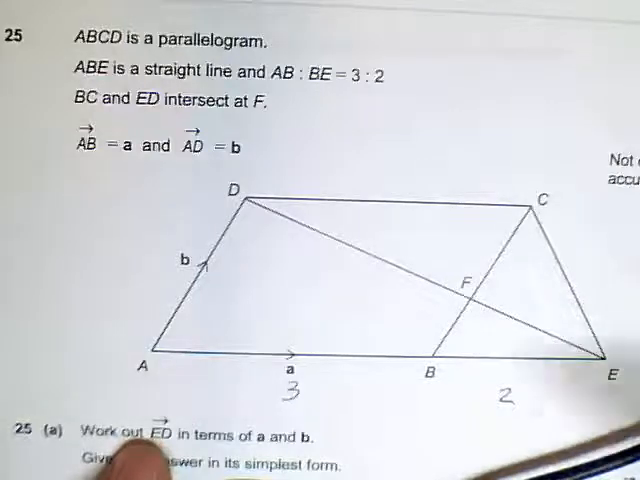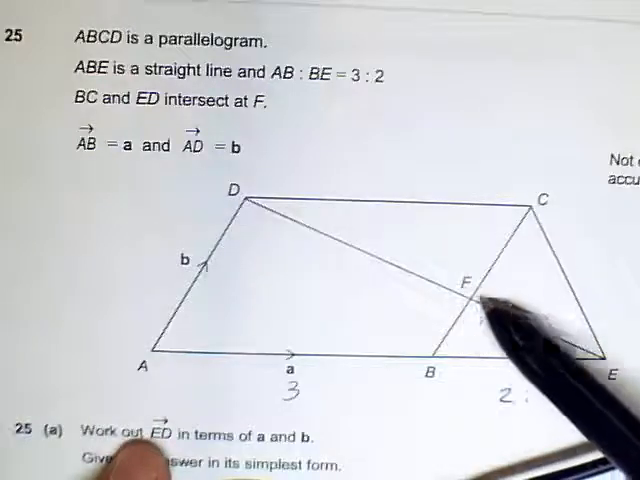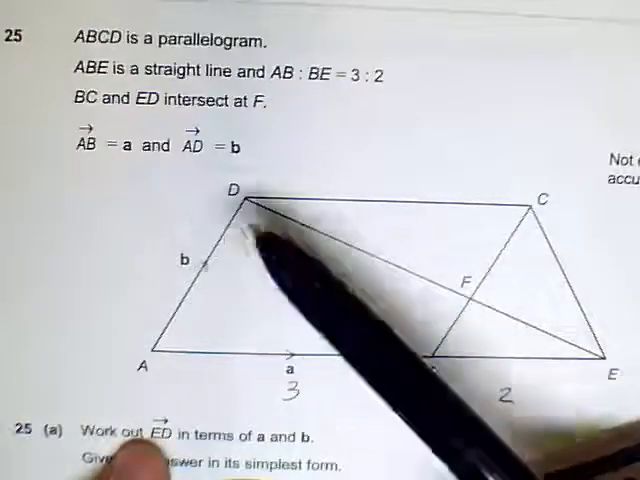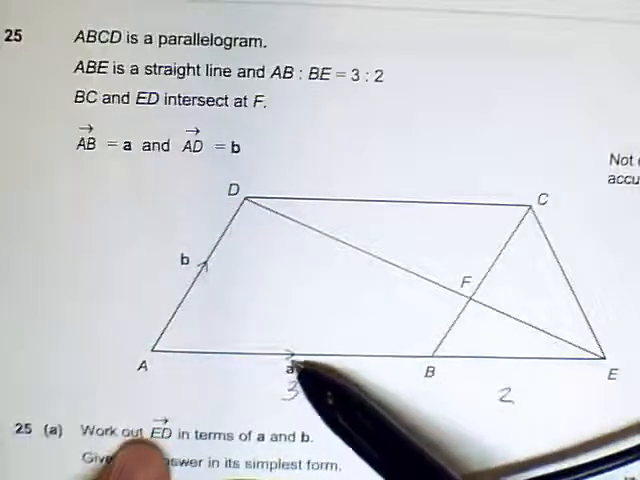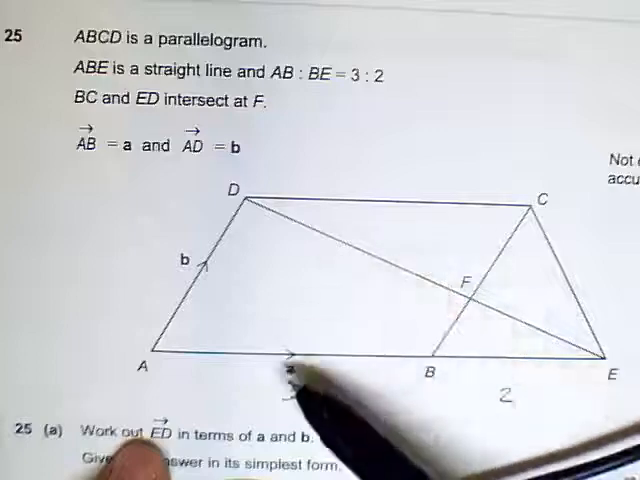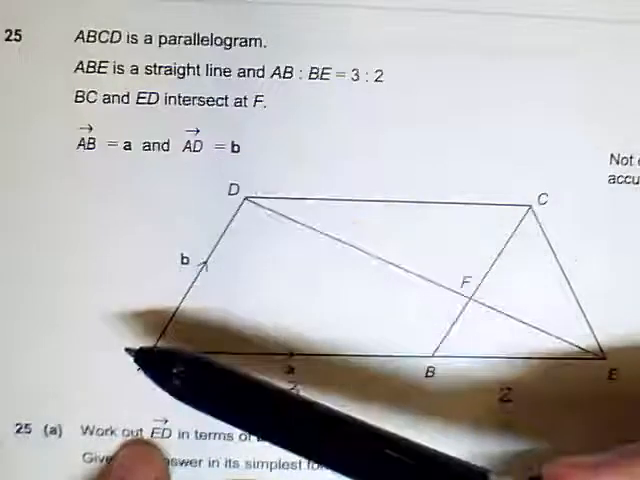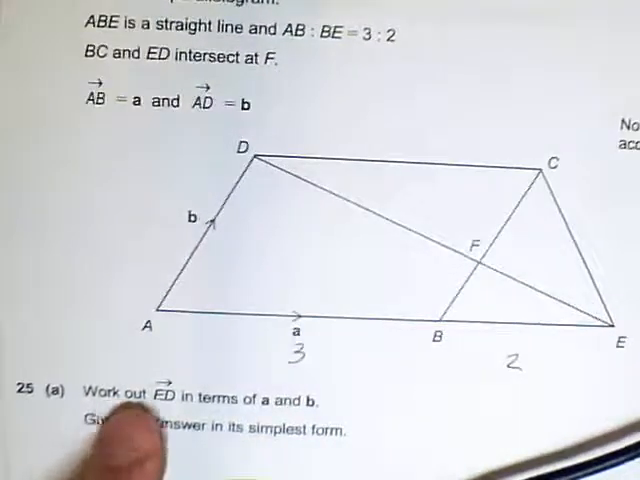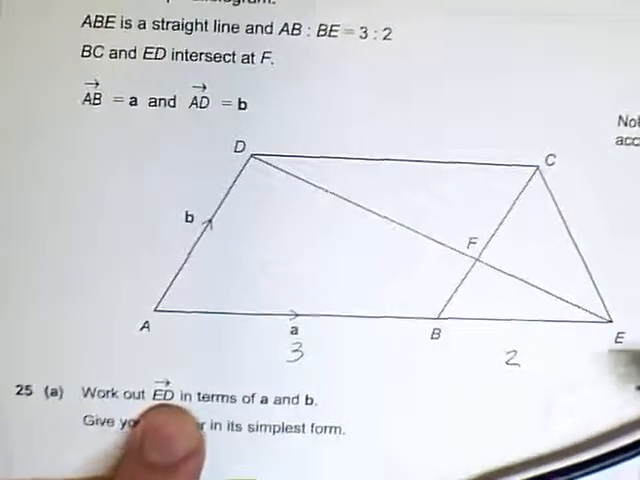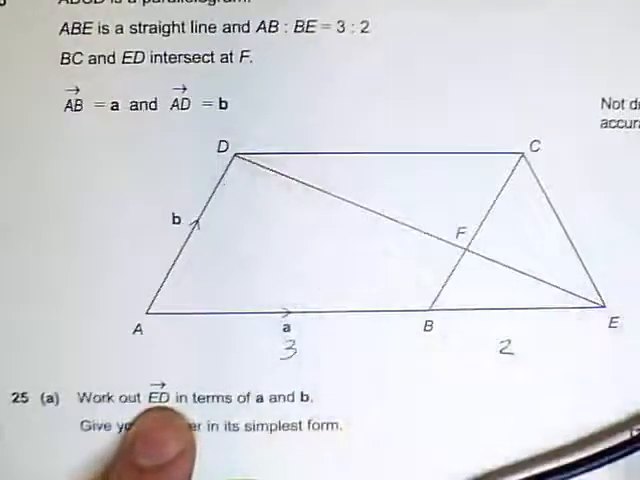BC and ED intersect at the point F. AB is given by the vector A. So A goes from A to B. And A to D is given by the vector B. Work out the vector E to D. So we're going from E to D in terms of A and B.